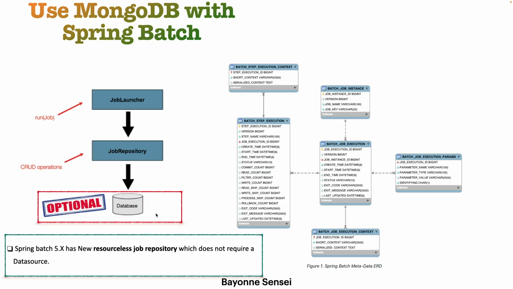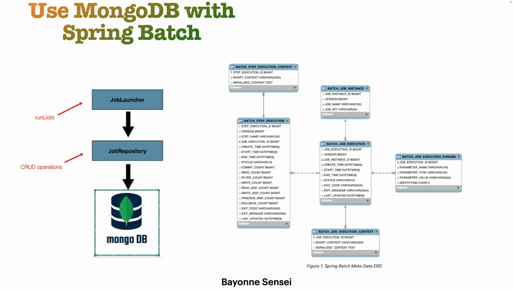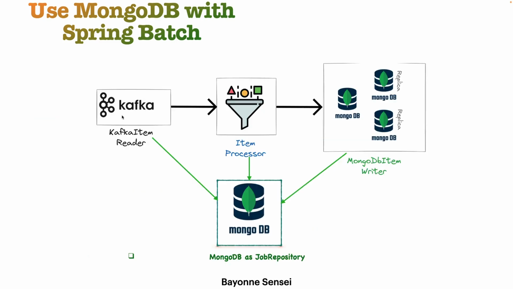But for our Spring Batch application and for our video today, we are going to use MongoDB as our job repository. So we are going to have our reader, processor, and writer, and MongoDB will act as our job repository. This is very nice because sometimes in your company, or even if you just want to use MongoDB in your stack, you can use Spring Batch with MongoDB. Starting from Spring Batch 5, we already have the support.